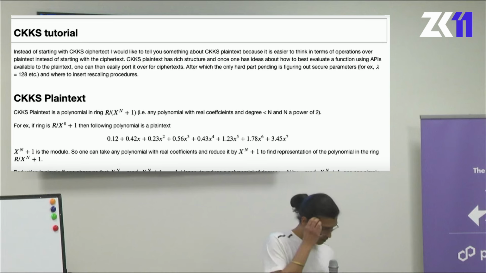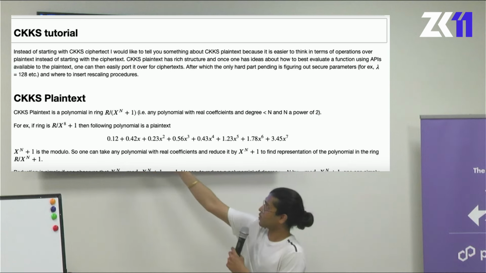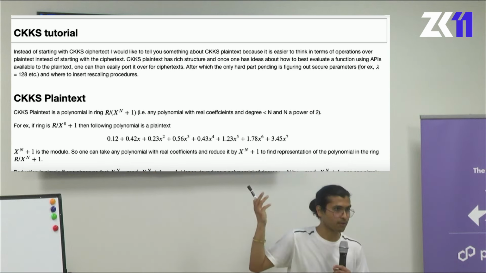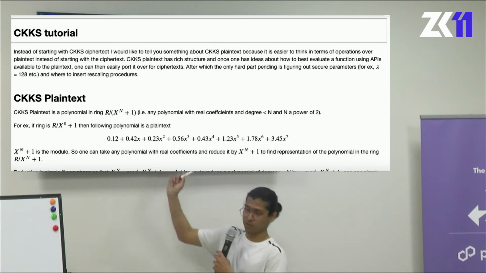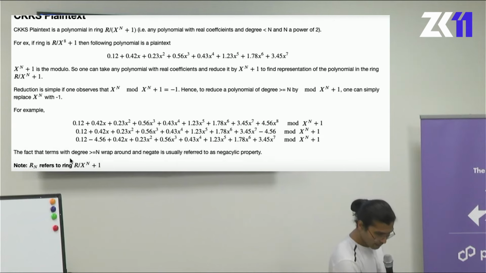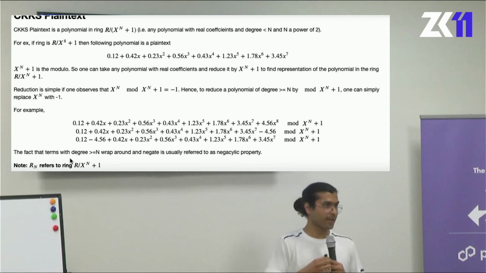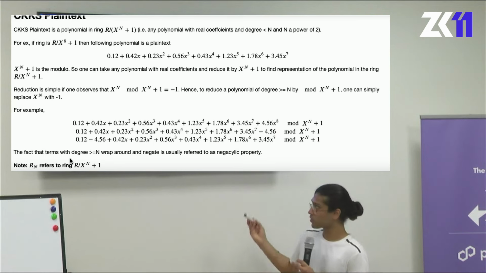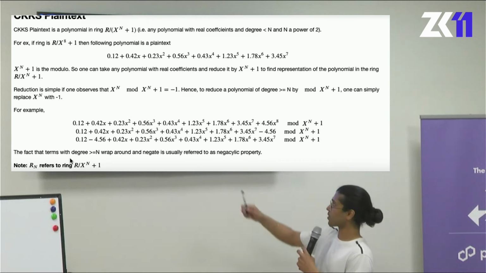Okay. Now, for example, over here, x^8 plus 1. This could be a plaintext, right? Because it has a degree less than 8, and all the coefficients are in reals. Now, if I give you any arbitrary polynomial that exists, you can reduce it to this particular ring by simply observing this particular thing.